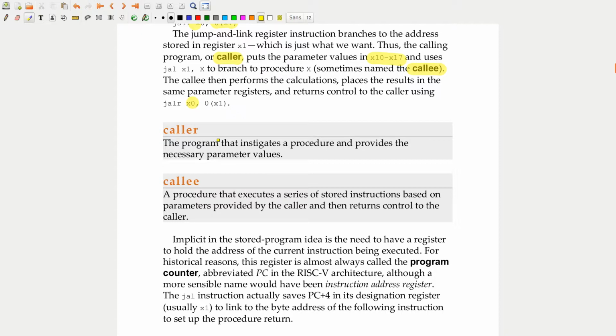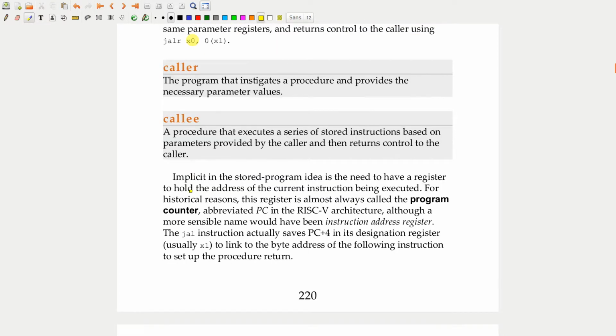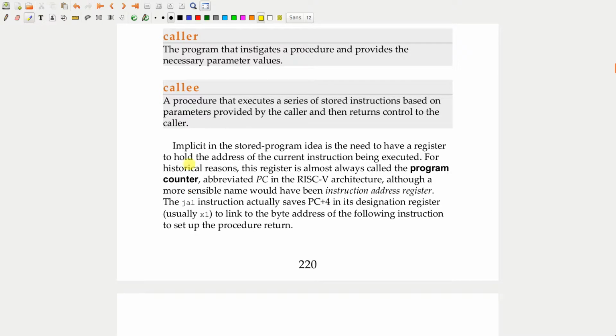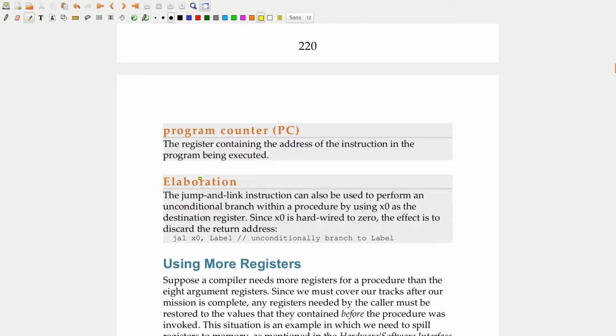Okay, so let's move along. For historical reasons, the register is almost always called a program counter. So the program counter is a specific register that holds basically which instruction we're currently on. So that's pretty simple.